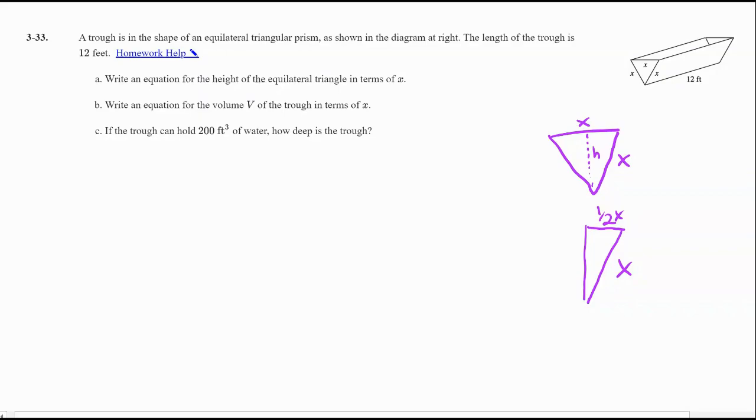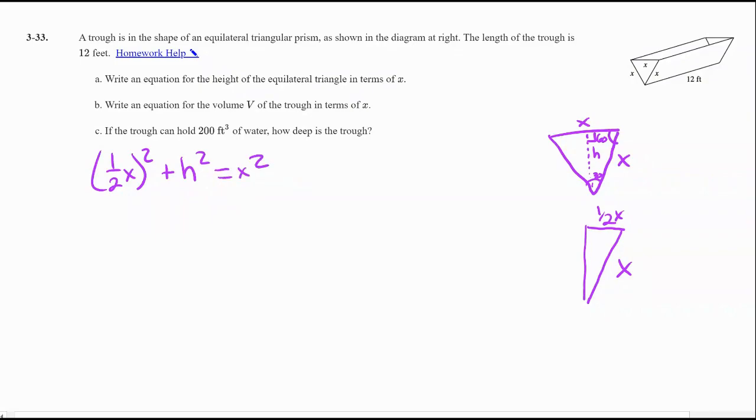Just as a reminder, if you know your 30, 60, 90 triangles, because this is an equilateral, I know this is 60 degrees. This was cut in half, so this is going to be 30 degrees, and then this is 90. So we could use what we know about special triangles. If that didn't come up, that's fine. You can still just solve it using the Pythagorean theorem. So you could do 1/2 x squared plus whatever the height is squared equals x squared, and then solve for that.